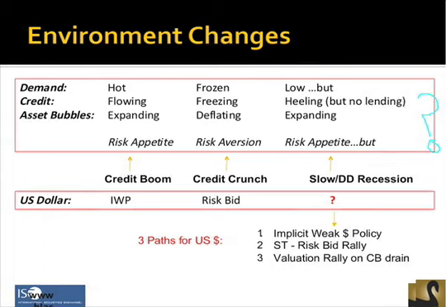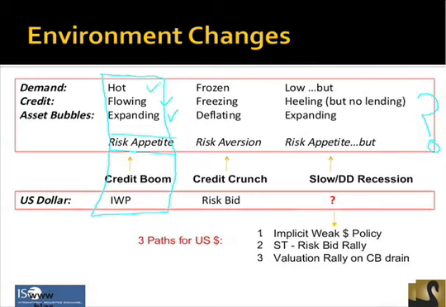The old environment was the credit period, the boom, when everybody was fat, dumb, and happy. The dollar was falling rapidly. China was going straight up. This was before the credit crunch. It was a huge risk appetite period. As I said, the dollar was falling because it was funding all those global assets out there. Asset bubbles were expanding everywhere. Credit was flowing. Demand was hot across the globe.